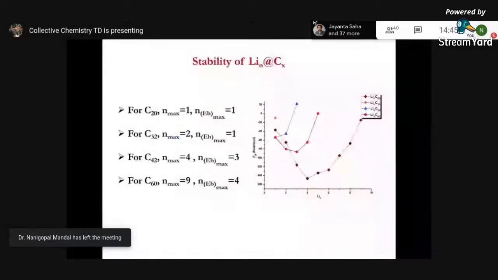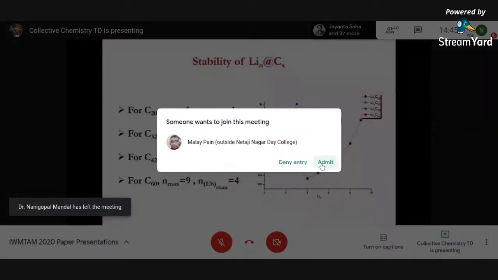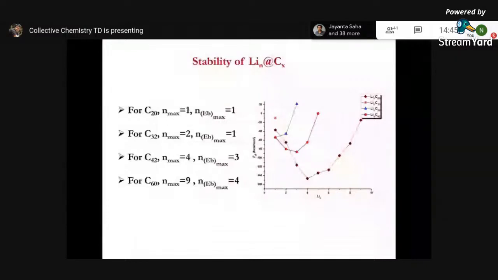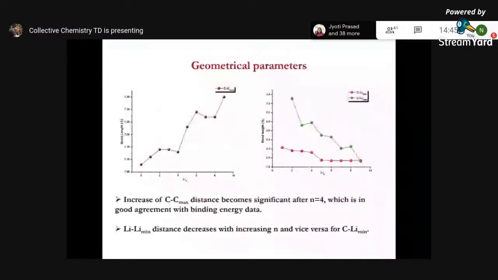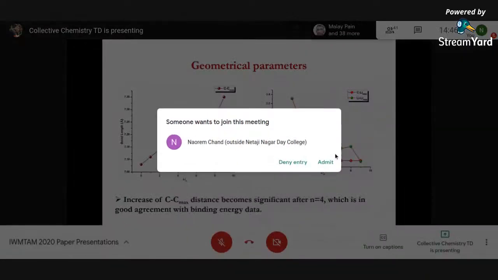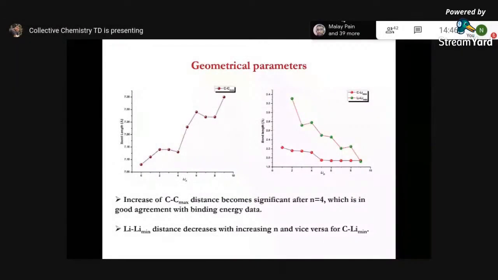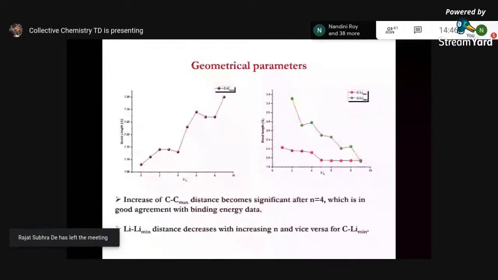For C32, it is n equals 2. For C42, it is n equals 4. And for C60, it is n equals 9. So these are the corresponding stabilities of the Li n at Cn. Now the geometrical parameter, we also observe that, see, this is n equals 4. The CC bond distance is not elongated very much, but after that it is sharp. So it also indicates that up to n equals 4, the perturbation is not so much observed.